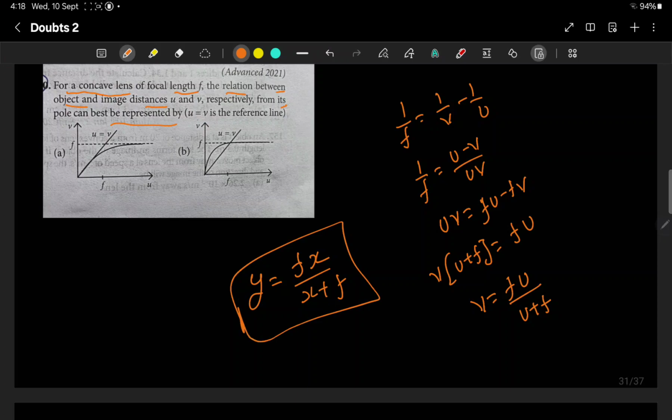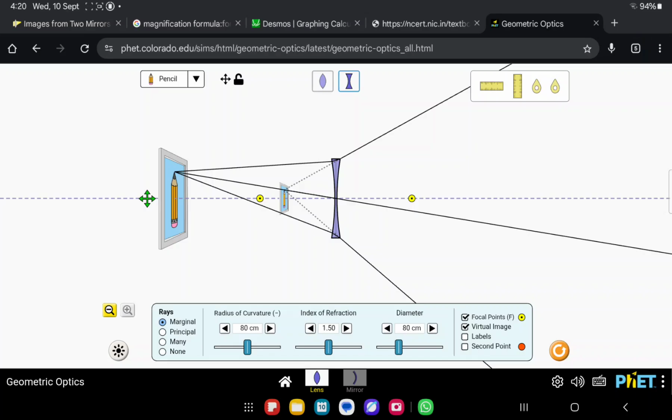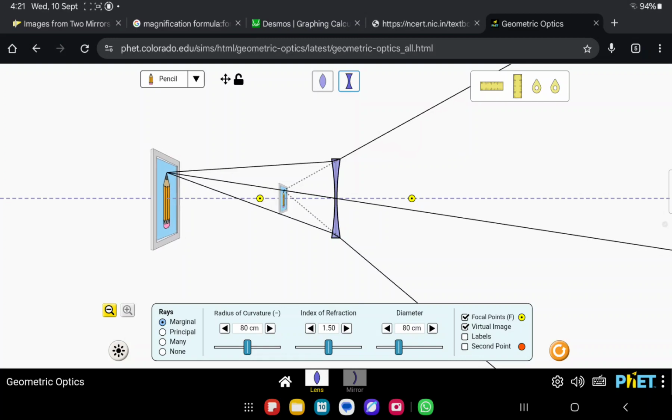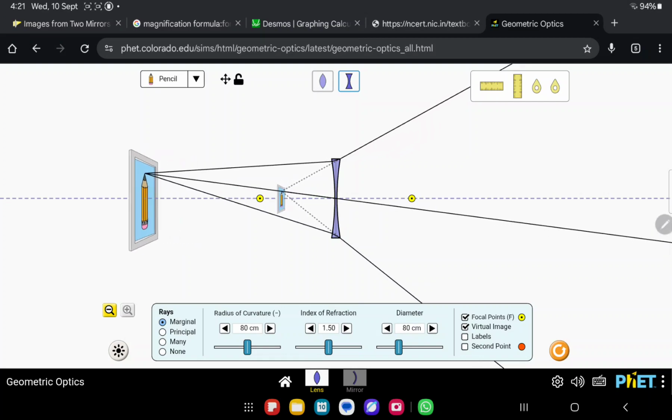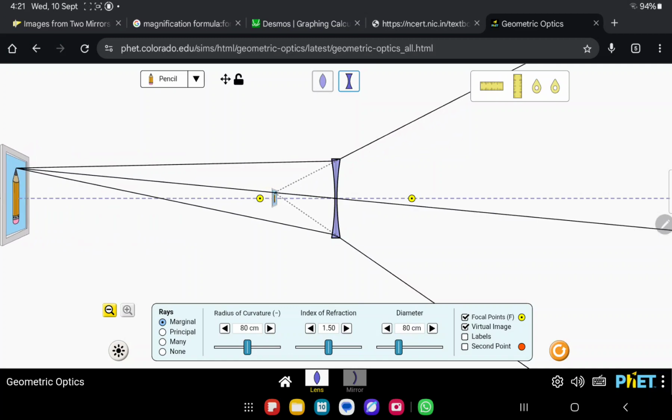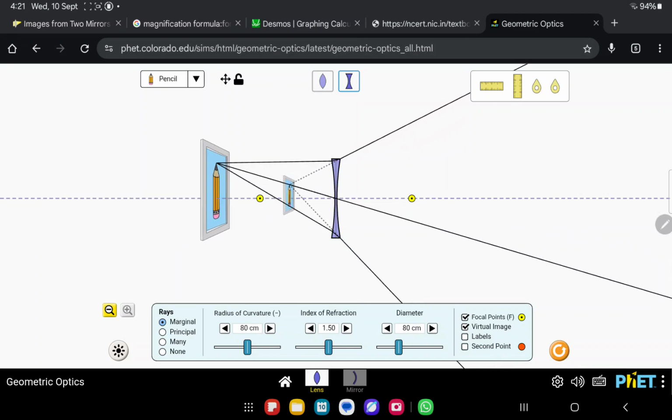So if you draw a graph for this, there is a concave lens. Here the maximum possible distance: if the object is at infinity, your image is formed at the pole, which is a virtual image. If you reduce the object distance, your image will be somewhere else. So here you see, this is the object and this is your image. If the object is at infinity, your image will be exactly at the focus here. If you decrease the object distance, your image will be here.